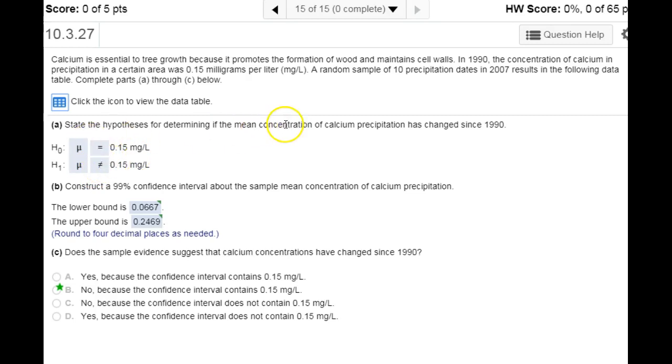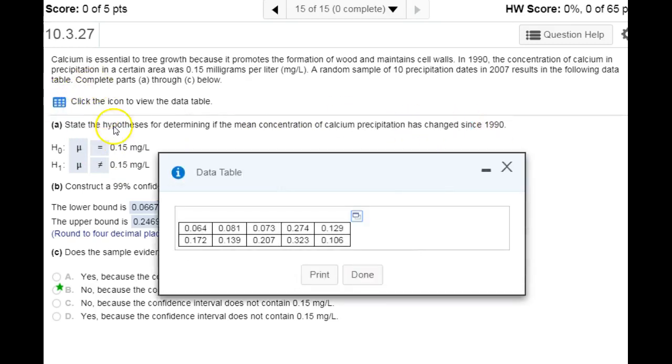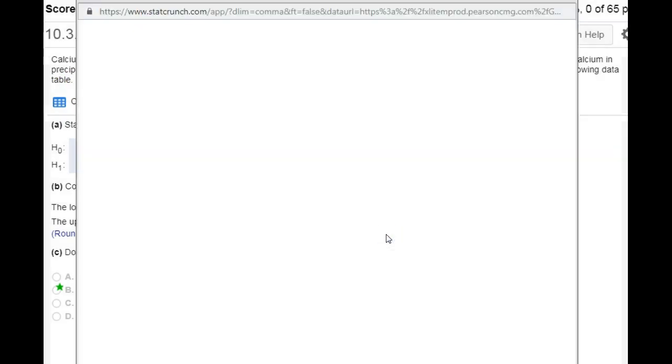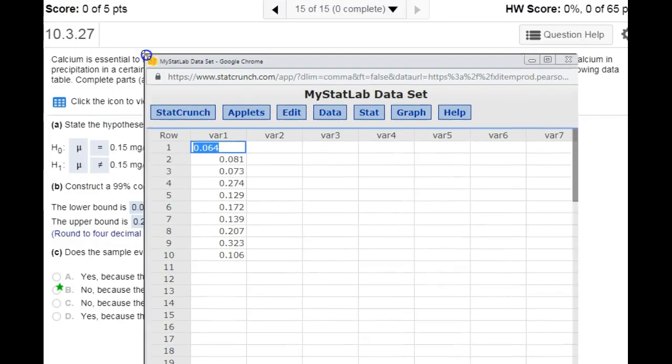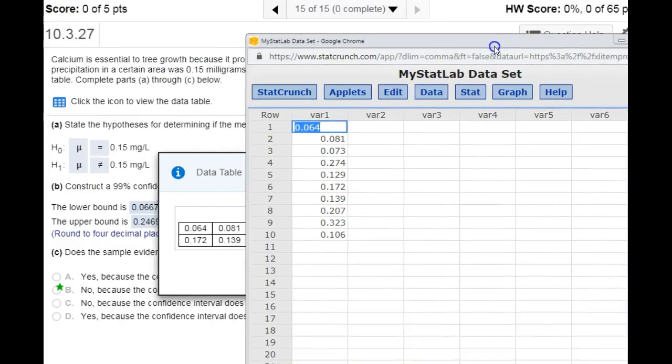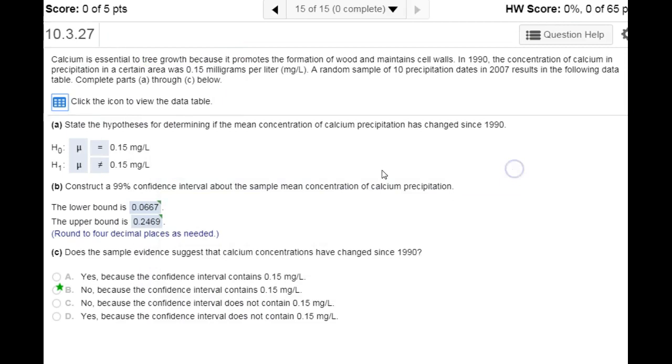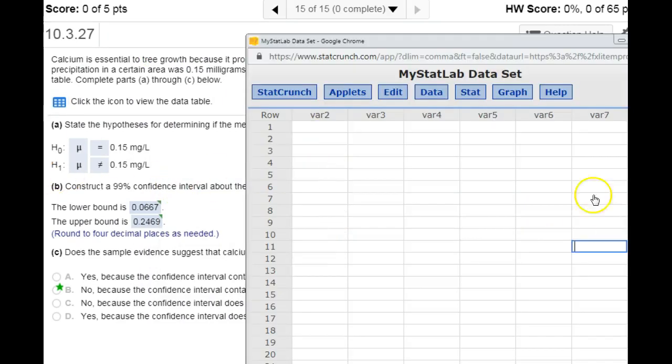And so that's what it says here. See if it has changed since 1990. So our 2007 data is right here. I'm going to open that in StatCrunch to see if there's enough evidence to say it has changed. And you'll notice part B says we want to do a confidence interval. So I'm going to do that.